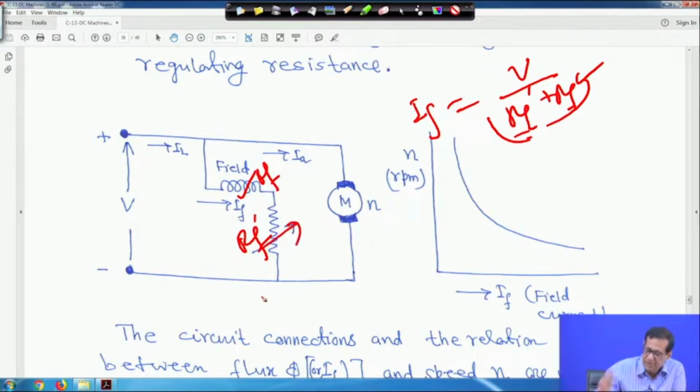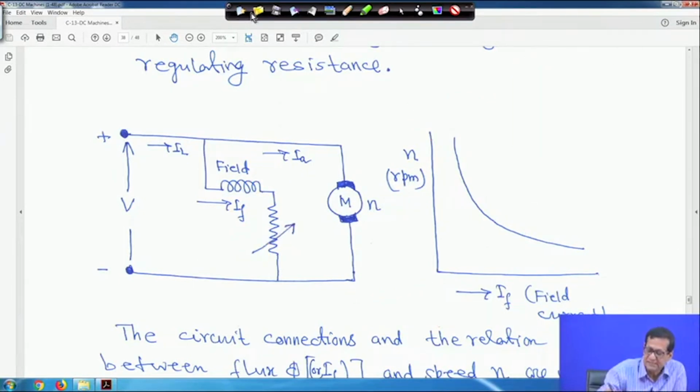So, if you vary this resistance, naturally the field current will decrease, because you are adding some resistance. The flux is proportional to the field current, so naturally the flux also will decrease. But in that case we will see the characteristic, how it is. If field current decreases, speed increases. If field current increases, then flux also increases, and in that case the opposite will happen. Phi is proportional to IF, so this you always keep in your mind.